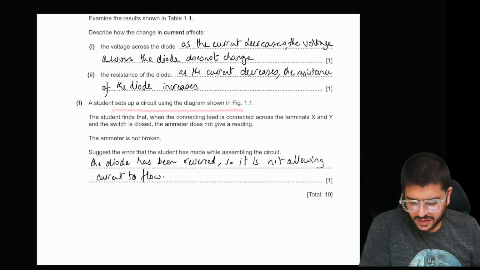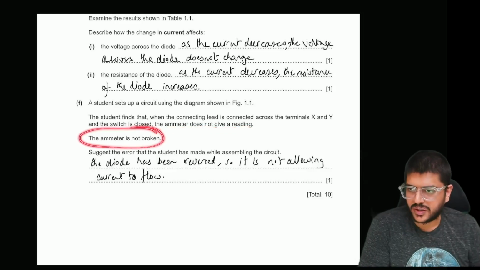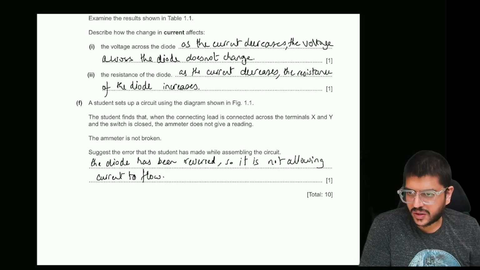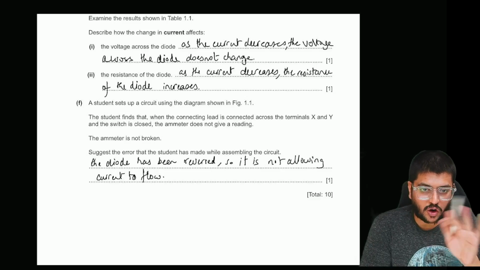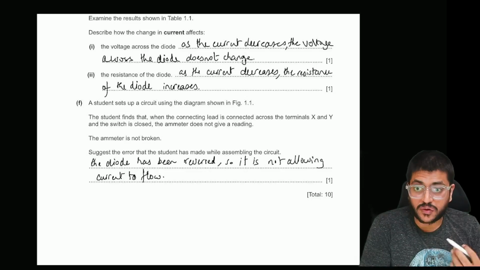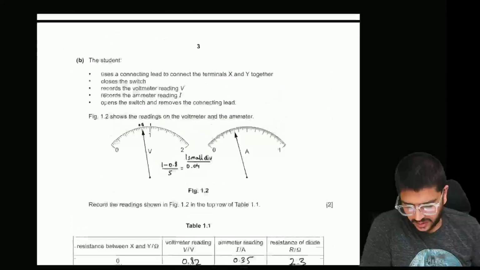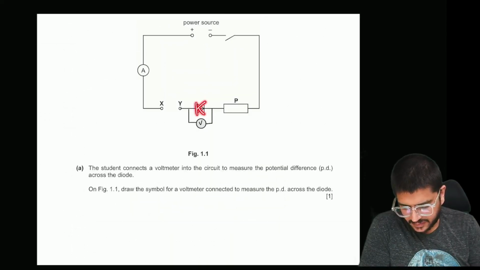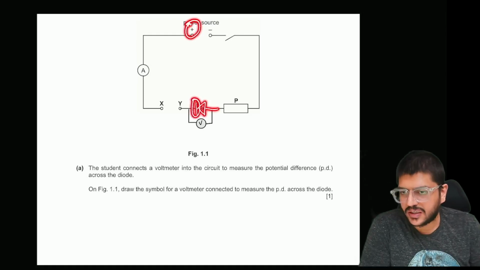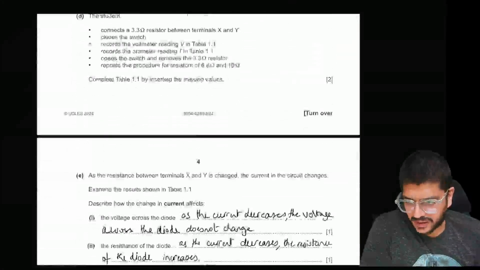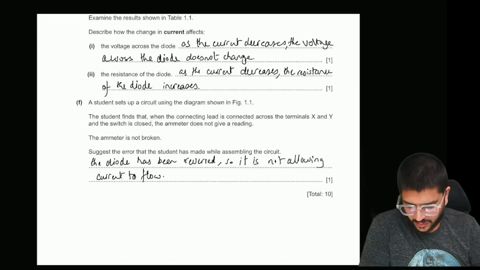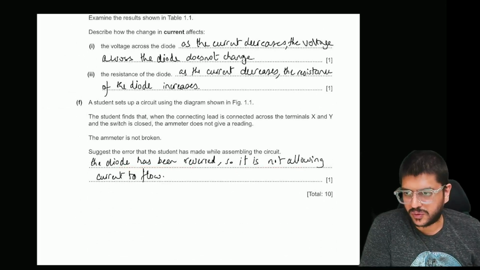The student sets up the circuit using the diagram figure 1.1, finds out when the connecting lead is connected across terminals X and Y, and the switch is closed, the ammeter does not give a reading, the ammeter is not broken. What is the reason that the student is not getting an answer? It's because you've connected the diode in the reverse way, or in the opposite direction, such that it is reverse bias, it's not forward bias. So if you connect your diode like this, where the positive is connected to N, now even if this ammeter is not broken, it will not show you any reading because it won't allow current to pass through. So you have to think of that the diode has been reversed, so it is not allowing current to flow.